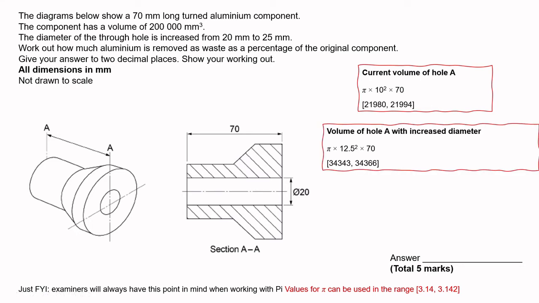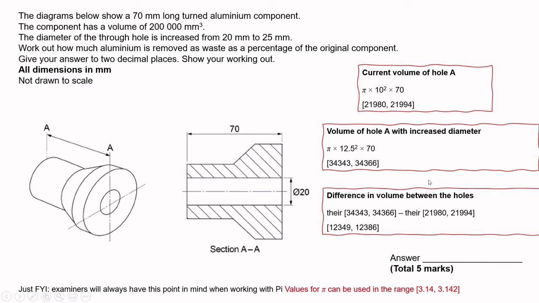Next point is figure out the new hole with the increased diameter. So it says it's going from 20 to 25, so it's gone up 5mm. So same thing, 25, but again I've done 12.5. The reason I've done 12.5 is because I've halved it. So that 25 is the diameter, we want the radius, so half that gets me 12.5. So pi times 12.5 squared gets me the area of the new circle. Again, times it by 70 to get the whole volume of it. And that will get us within this range. That gives you your second mark.